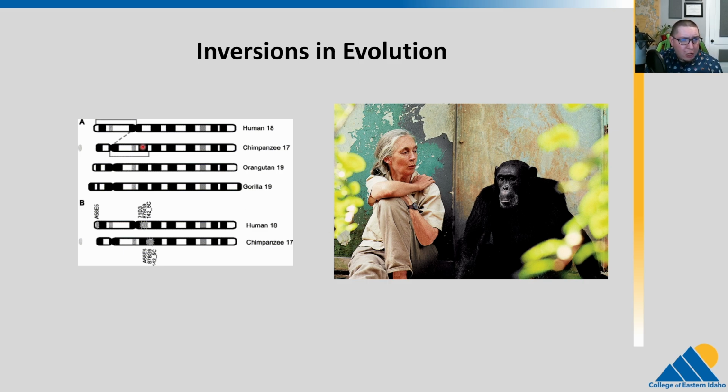If we look at the human genome, human chromosome 18, and chimpanzee chromosome 17, we actually see similar genes in there. And when we look at the banding pattern, it looks like perhaps there was an inversion at some point. And if you look at orangutan and gorilla, there are the same structure as chimpanzee, but humans have had this inversion. Could this be part of what makes us different from the other great apes?